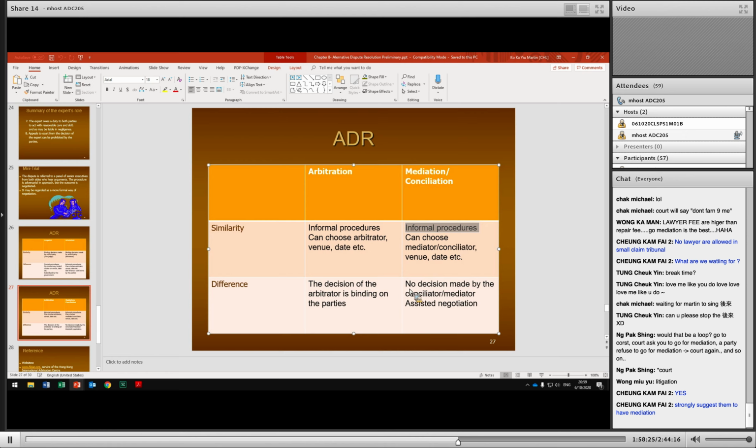But for mediation, there's no decision made by the conciliator or mediator. So we call mediation an assisted negotiation. It's only negotiation between the party, but there's a third party, a neutral person who assists, who has undergone the training, who has been trained to help the party reach agreement. So we can say that it's an assisted negotiation. Sometimes you can say that the mediator plays the role of an agent. So agent, of course, will help the party reach an agreement.